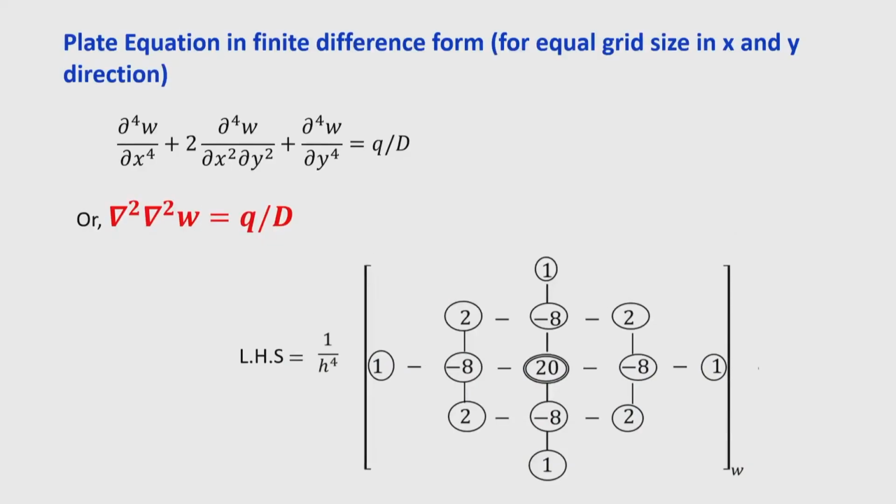So, this operation can be written, that is, if in expanded form the plate equation is like that: del to the power 4 w by del x to the power 4 plus 2 del to the power 4 w by del x square del y square plus del to the power 4 w by del y to the power 4 equal to q by D, where q is the distributed load. Now, D is the flexural rigidity of the plate, it has no connection with the grid size. It is a constant quantity, depends on the material properties, and q is the distributed load.